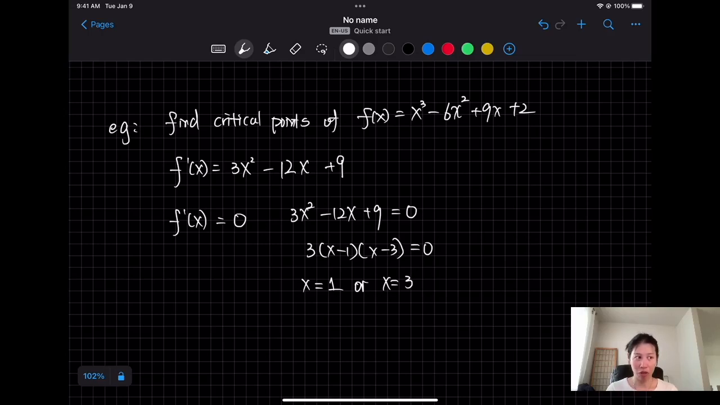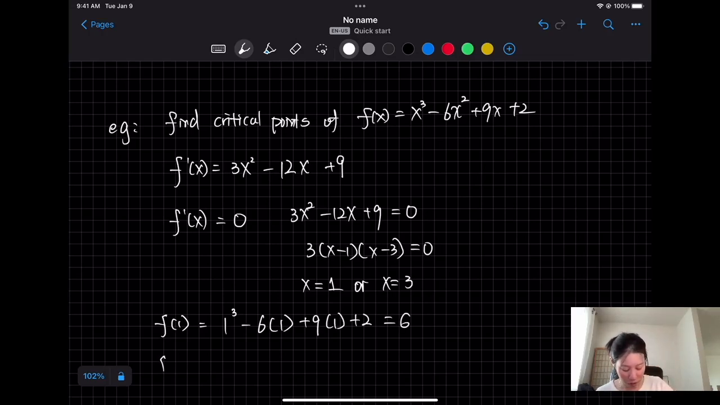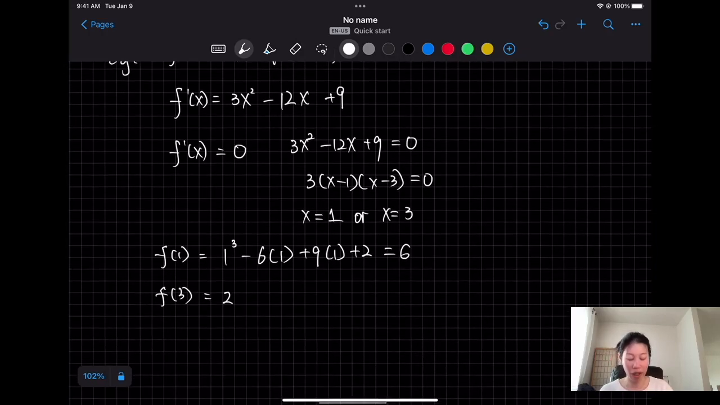That's the critical number. We still need to find the critical point. So the critical point: you substitute the number into the original function to find the y coordinate. f of 1 is 1 cubed minus 6 times 1 plus 9 times 1 plus 2, so this is equal to 6. Similarly, f of 3 equals 2. You can calculate that by yourself. So that gives us a critical point when x equals 1, y equals 6, and when x equals 3, y equals 2.